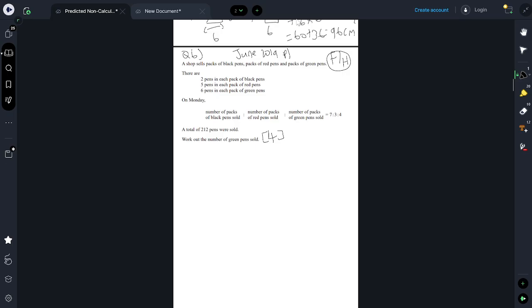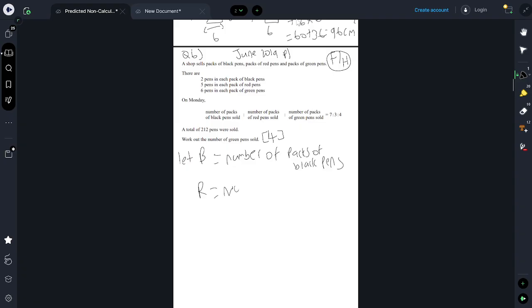Okay. Well, it says work out number of green pens sold. So we were told how many pens are sold in general. So let's work out a way to get that. They tell us here 2 pens for each pack of black pens. Well, actually, let b equal the number of packs of black. Let b equal that.